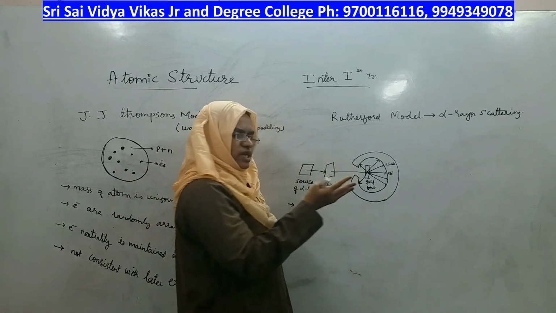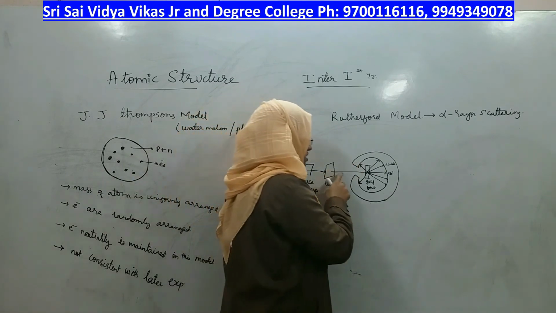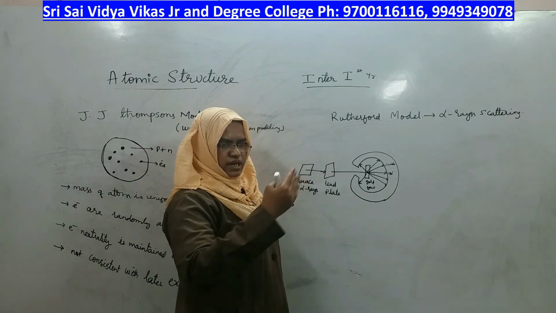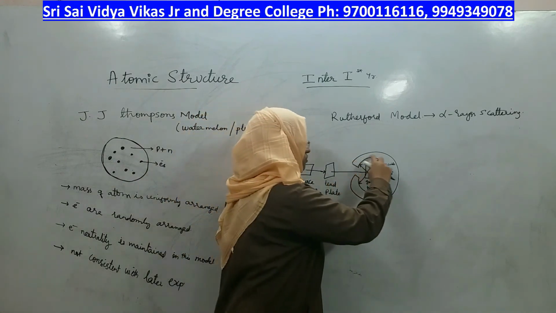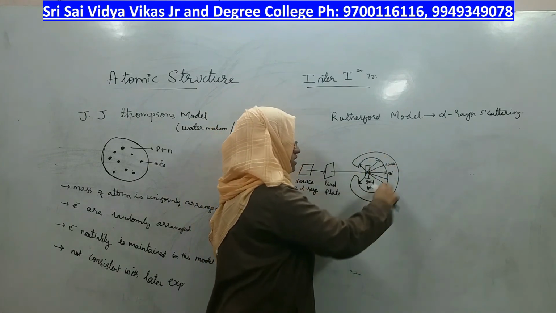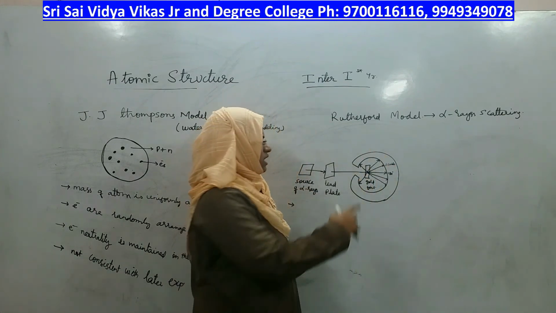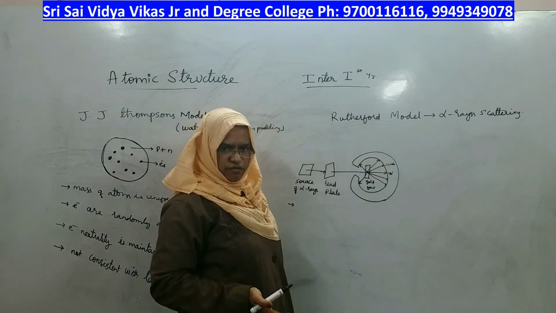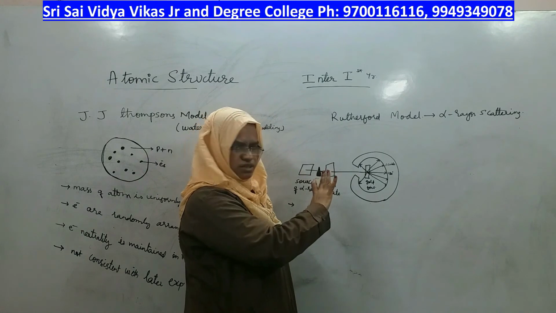So, coming out of the lead plate, it goes straight and strikes the gold foil, which is enclosed in a kind of boundary. That boundary is coated inside with a phosphorescent or fluorescent material. This is the arrangement of this model.